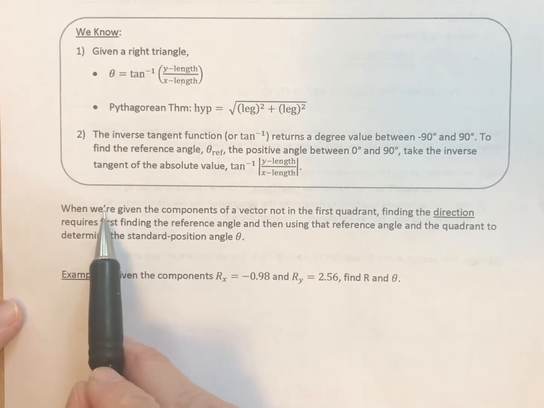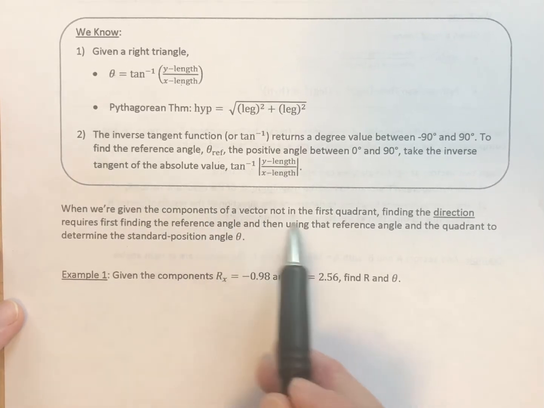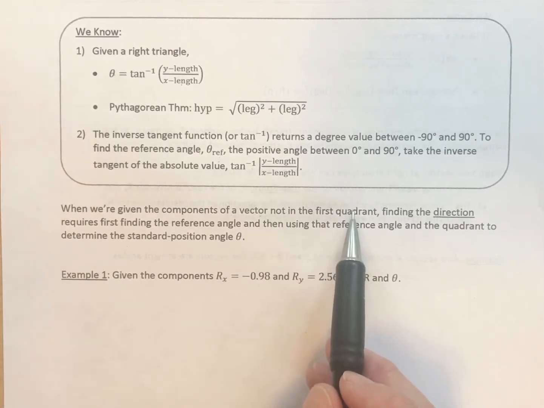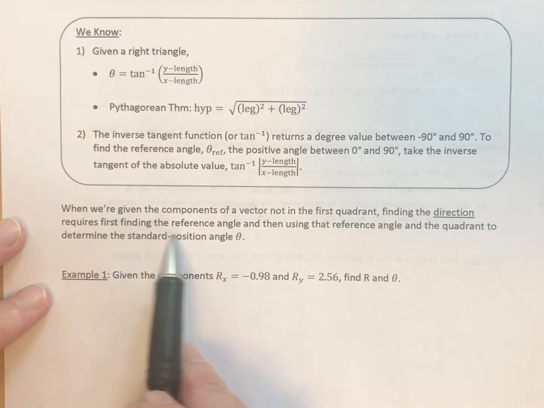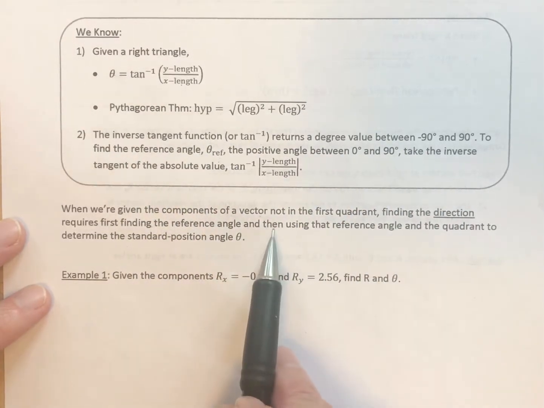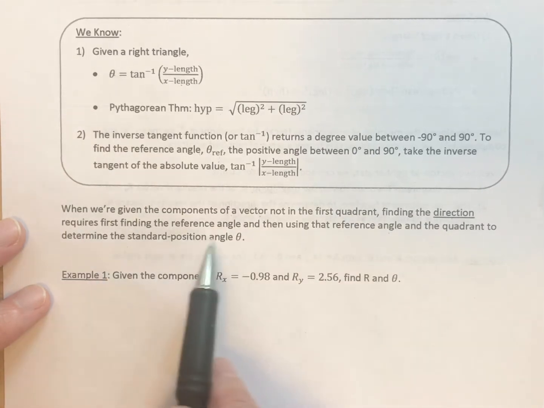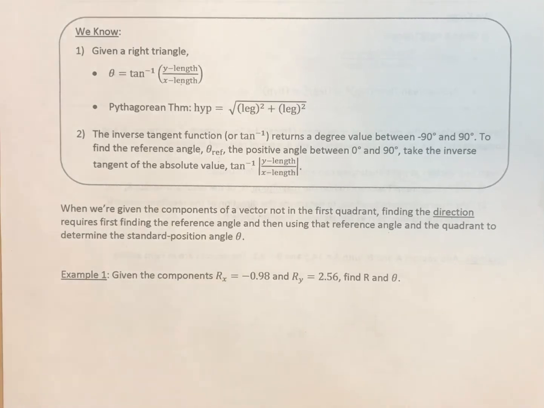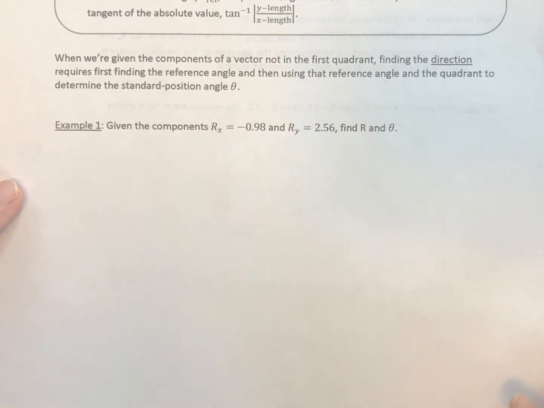So we want to find that reference angle, which we'll then use to come up with the standard position angle in the particular quadrant we're talking about. So when we're given the components of a vector, again the x component and the y component, and the vector is not in the first quadrant, finding the direction requires first finding the reference angle. That's why I spoke to this up here to remind you, and then using that reference angle and the quadrant to determine the standard position angle, that angle theta. Okay, so let's do a couple of examples to see how this works.